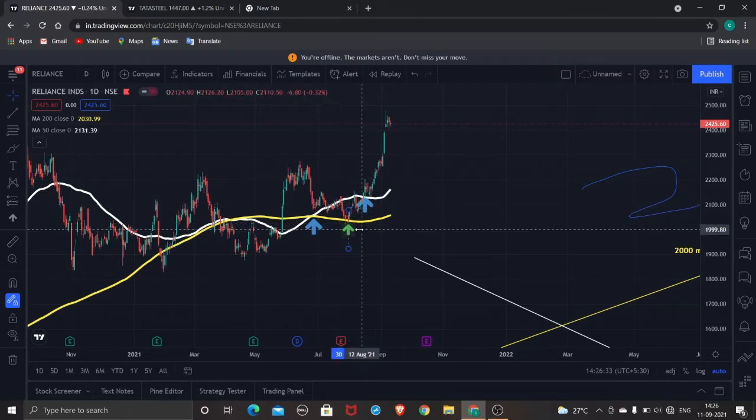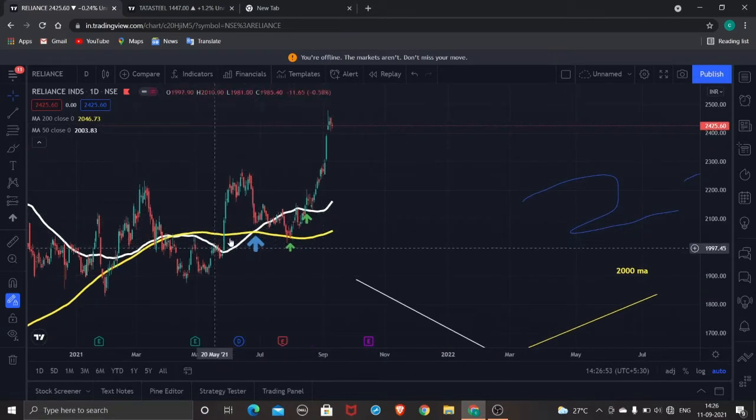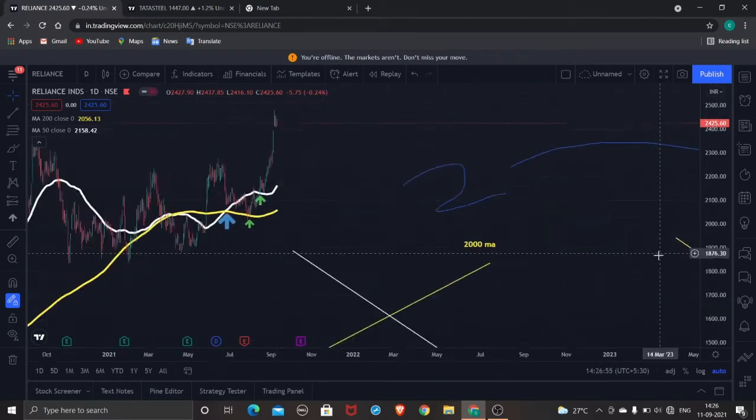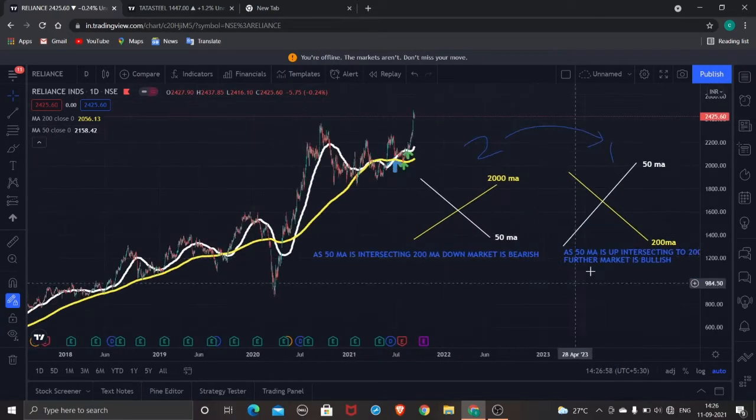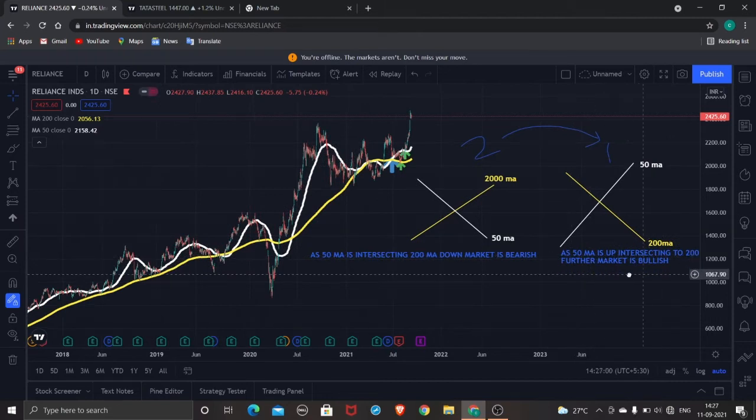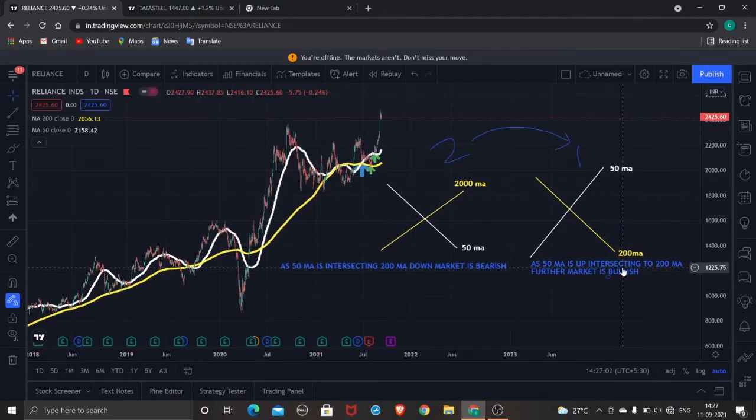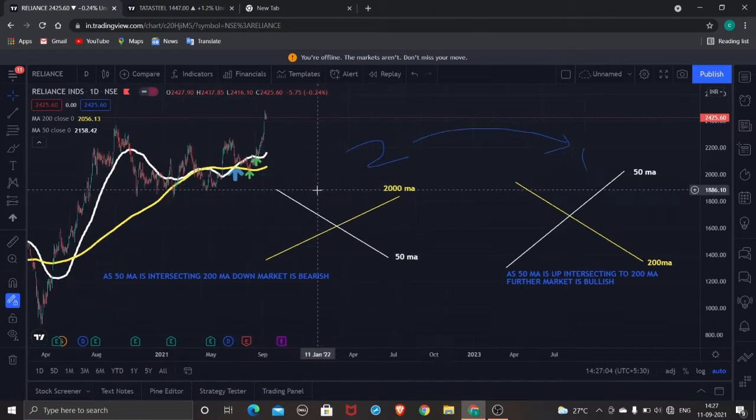So the conditions to be satisfied to enter into the market would be that 200 should be downward. Here we can see the yellow line is the 200. Yes, it is satisfying. 200 is down. And the white line, the 50 moving average, is upward relative to the 200 moving average. Yes. So from this setup in which 200 is downward and 50 is upward, we can for sure confirm that, as the 50 moving average is up, intersecting the 200 moving average, the market is bullish. So the further market is expected to be bullish.